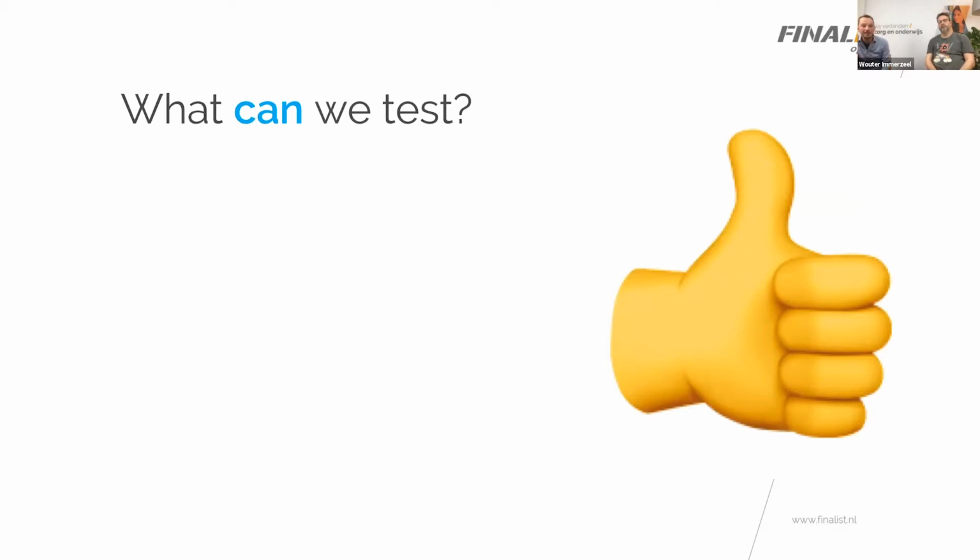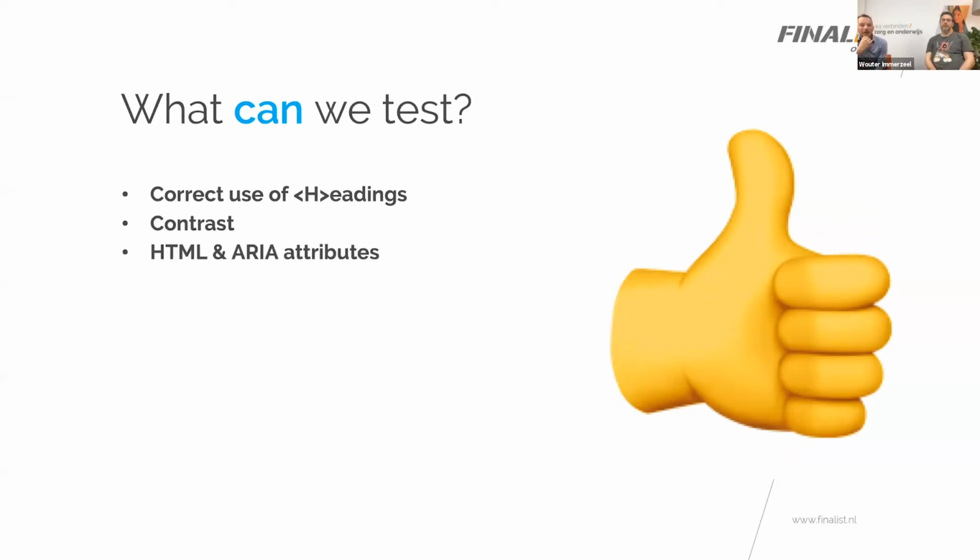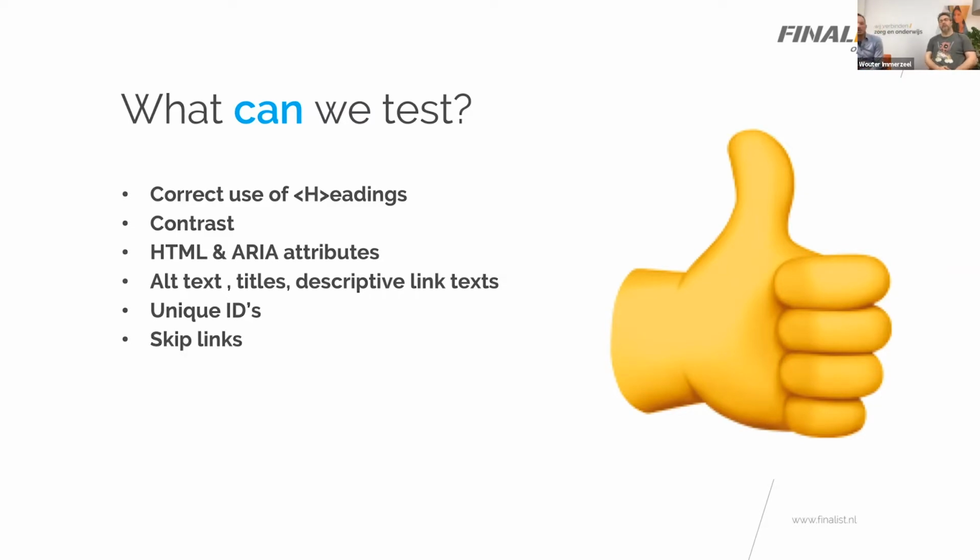So what is the stuff we can test? Well, we can test the correct use of headings and structure. And some contrast issues still are testable. A correct use of HTML and ARIA attributes, for instance titles, autocomplete, or headers and tables, are testable. Alternative texts, titles, descriptive links, so screen readers can make something useful out of it, are testable. And something really important, unique IDs are also testable. And things like a skip link on a page, if it is the first link on the page, is testable. So these are all things that are pretty annoying to test and nice to automate. And that is where the extensions come in.